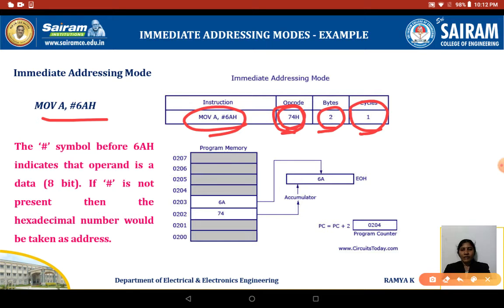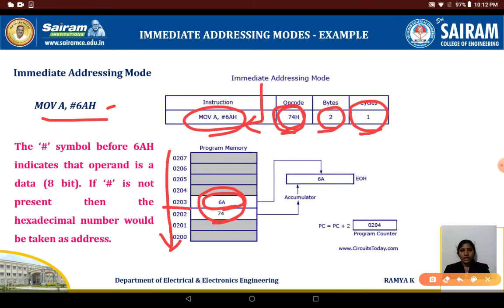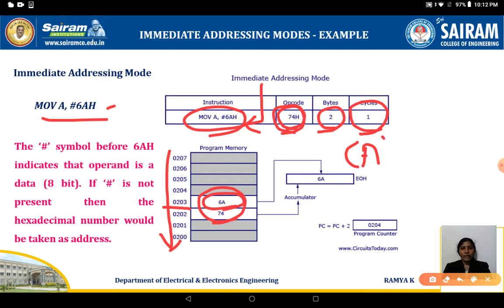Now MOV A, #6A means 6A is your data. Consider that 6A is available in the address 0 to 03. Whatever is specified on this side is your address, and whatever is specified inside is your data. As soon as your controller executes MOV A, #6AH, that particular 6A is moved to the accumulator. Therefore, after executing this instruction, the content of your accumulator will be 6A. And H represents it is hexadecimal data.